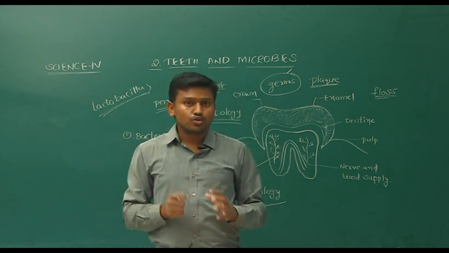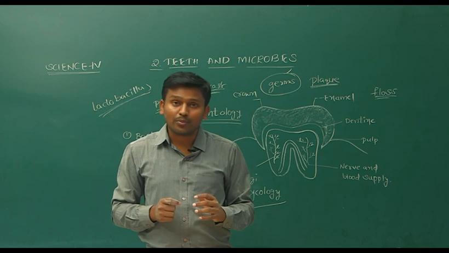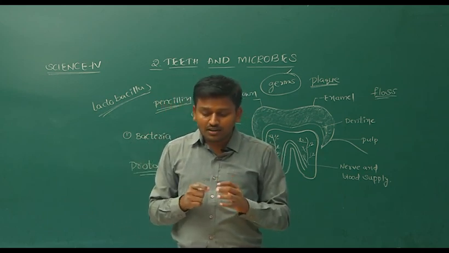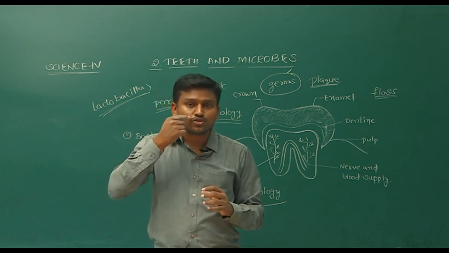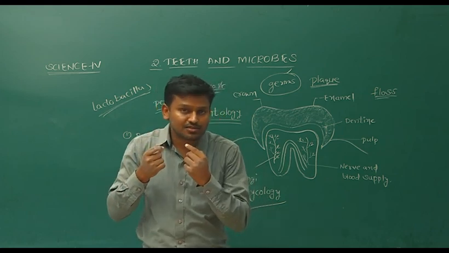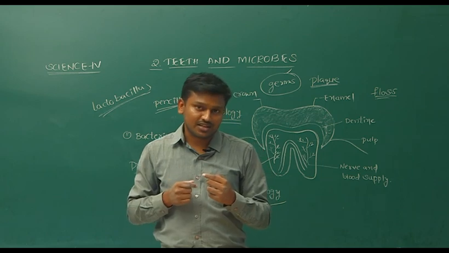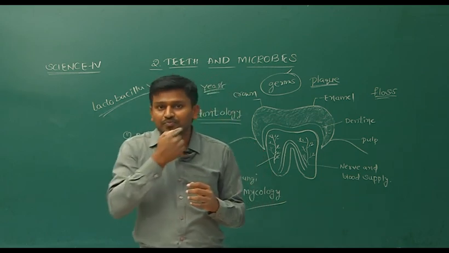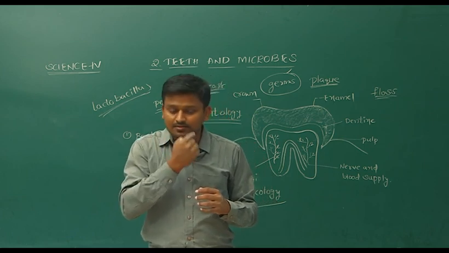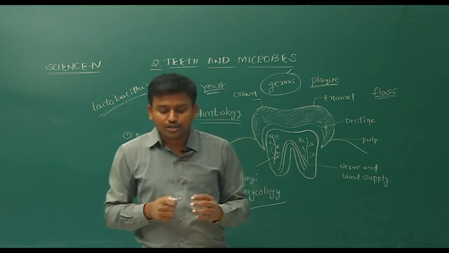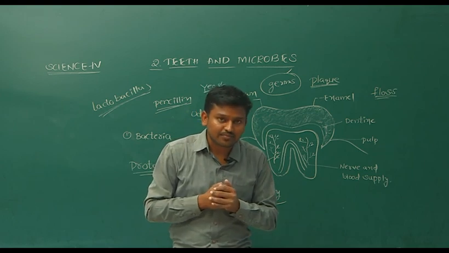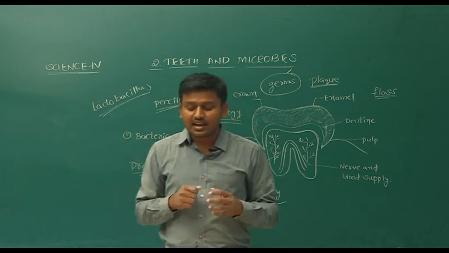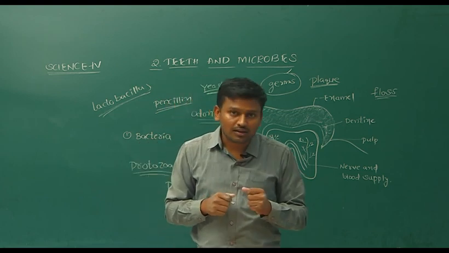Next, blanks. First one, there are usually dash permanent teeth. How many? 32. Second, dash or broad teeth next to the canines. Next to the canines, beside canines, what are present? Premolars are present. Next, teeth are fixed in the dash below your gum. Jawbone. Fourth, brush your teeth dash a day. How many times? Twice.